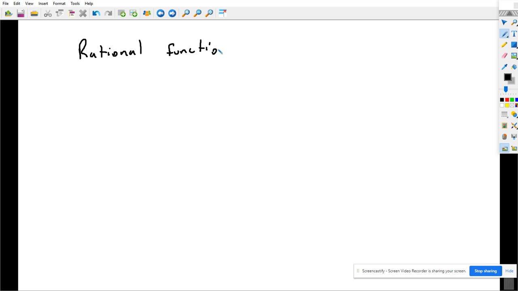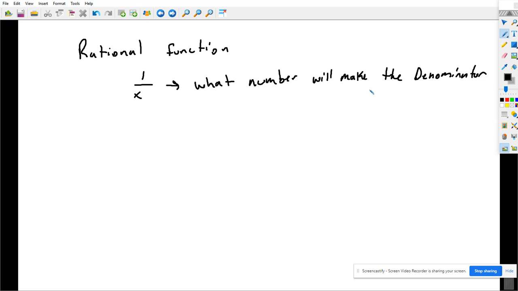I'm going to put a different example here, which is 1 over x. Okay. We've got to ask ourselves, what number will make the denominator equal to 0? Okay, this right here, that's the value we can't plug in. So that's what does not exist in the domain. So for this problem and to solve it algebraically, we just set the denominator equal to 0.